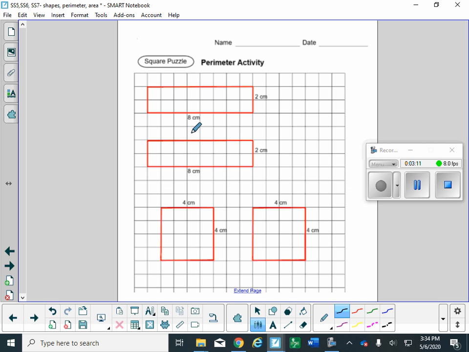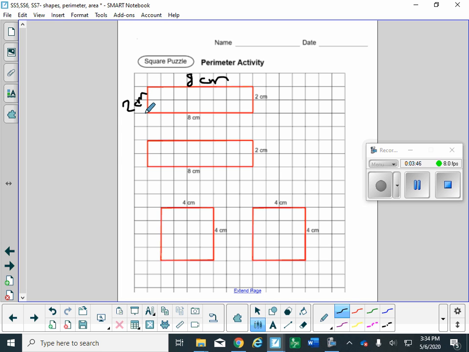So if I look here, if this edge is 8 centimeters, then how long is this edge? It's a rectangle. If that side is 8 centimeters, then I know that this side is also 8 centimeters. Oh dear, that's a little messy. If this side is 2 centimeters, then I know this side is also 2 centimeters. So then I just have to add up all of the sides.